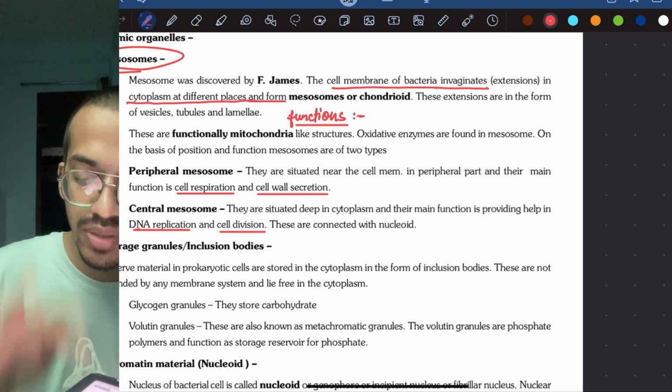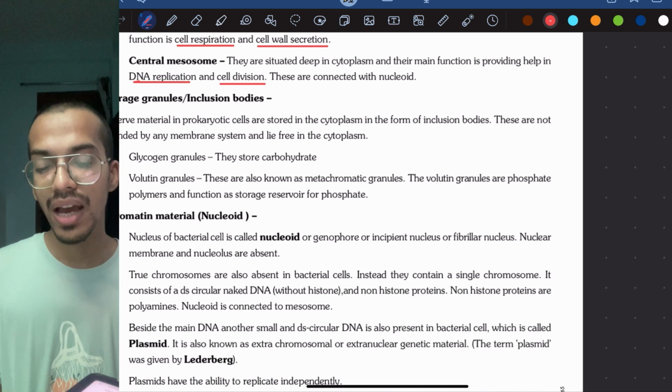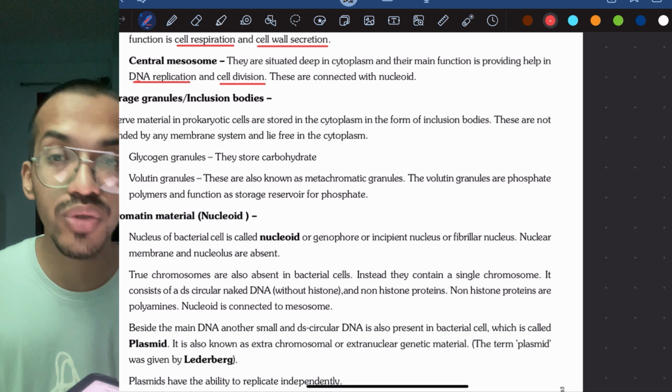Now there come the storage granules, also called inclusion bodies. They have glycogen granules. Like glycogen is what?